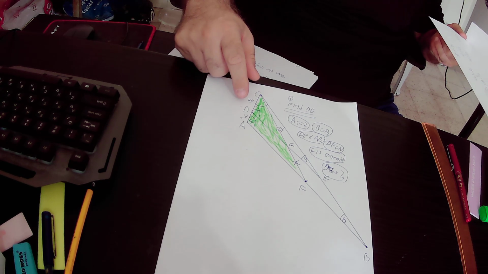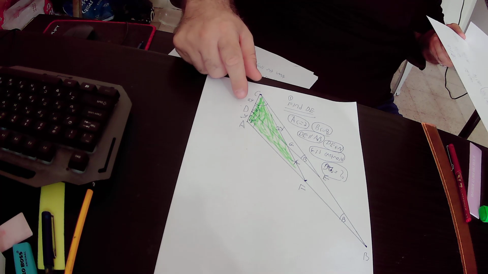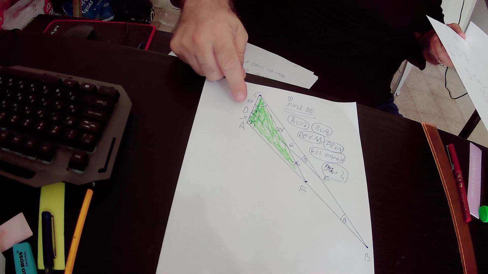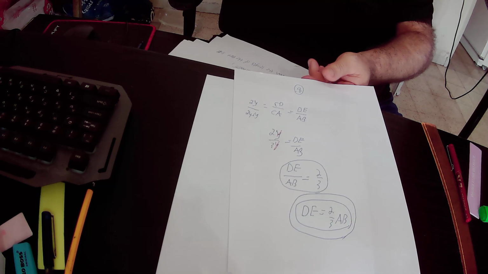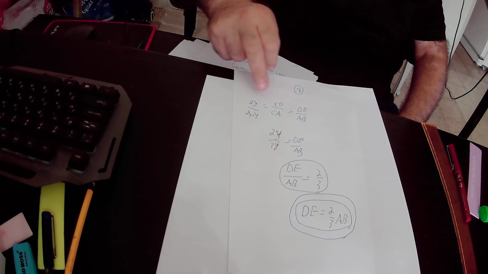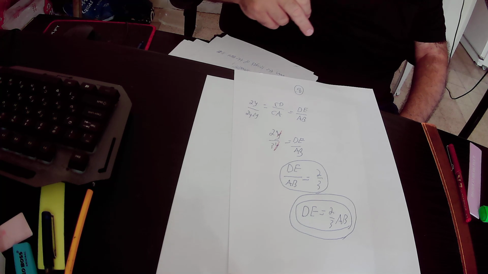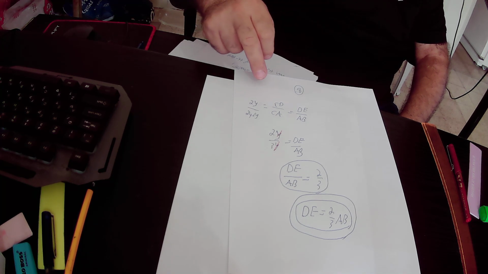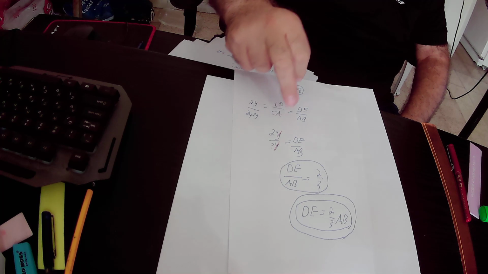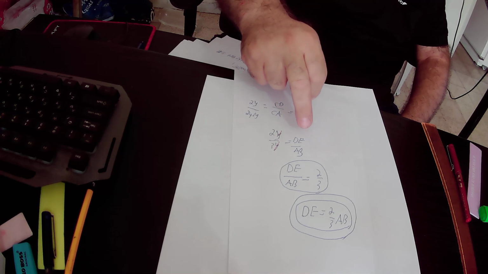And what is the value of CA? CA equals CD plus DA. So CD plus DA is 2y plus y. So in total we get that CD equals 2y and CA equals 2y plus y. So 2y over 2y plus y, that is 3y, equals DE over AB.